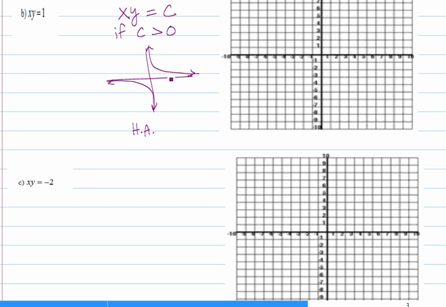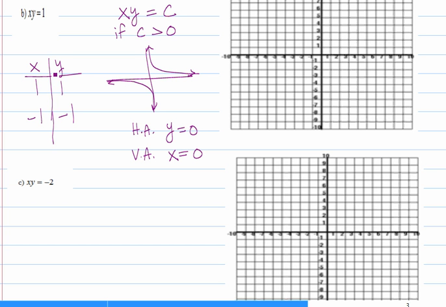The horizontal asymptote is the x-axis, so that's the equation y equals zero, and the vertical asymptote right here is the y-axis, the equation x equals zero. So we know the graph looks like this. We just want to get a couple of points on the graph so that our graph is a little bit more accurate. So we're going to plug in 1 for x, and that gives us 1 for y. And normally we would plug in 1 for y to see what we get for x, but we're going to get the same point. So let's put negative 1 for x, and when you plug in negative 1 for x, you get y equals negative 1.